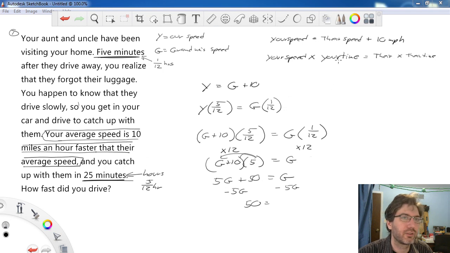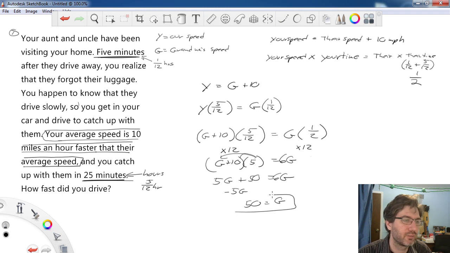Oh, that's because that is 1/2, because their time is actually 5 minutes plus the 25 minutes you took to go over, which is why I'm getting 1/2 there. So this is actually 1/2. Then we multiply that by 12. This becomes 6g. Then this is going to be 6g. So when I subtract 6g, I'm going to get 1g. So grandma's speed is 50.